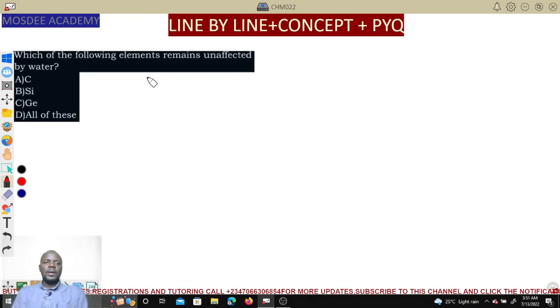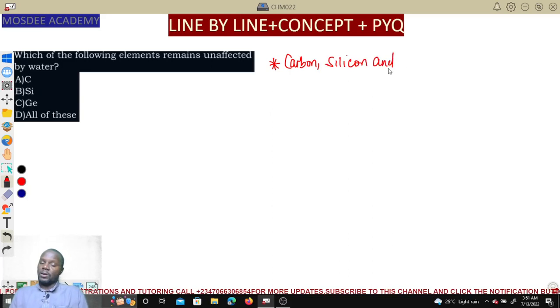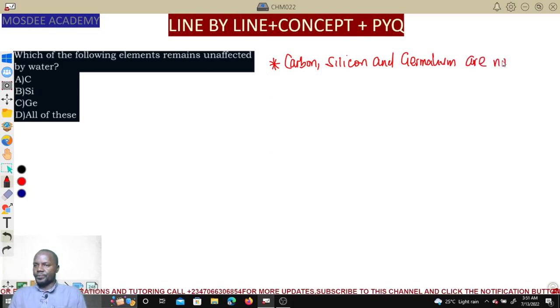The next question: which of the following elements remain unaffected by water? Now let us talk about some reactions with water. I think that is also a good reaction which you can keep at the back of your mind. Carbon, silicon, and germanium don't react with water. Let me note it down; I hope you can see my handwriting. Carbon, silicon, and germanium are not affected by water.